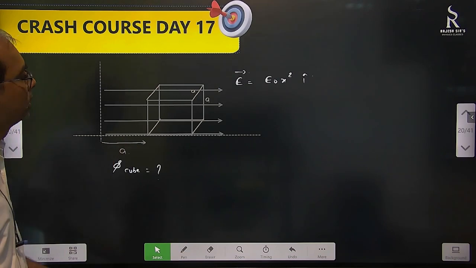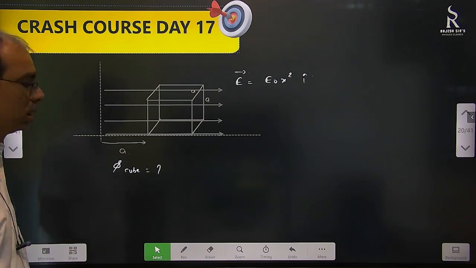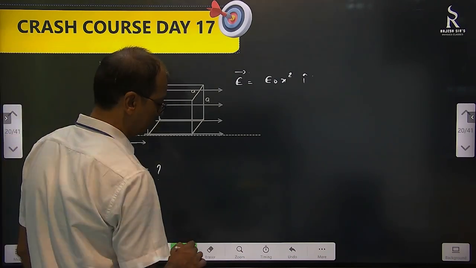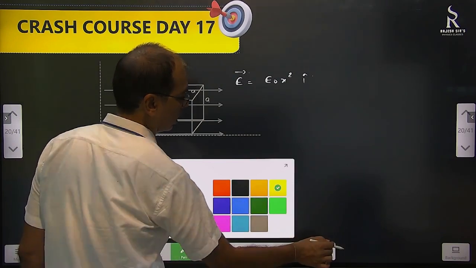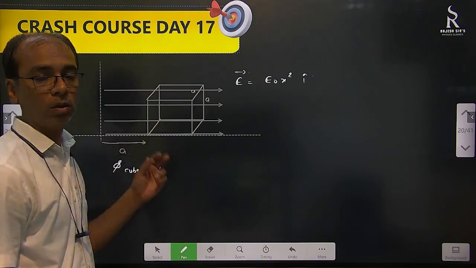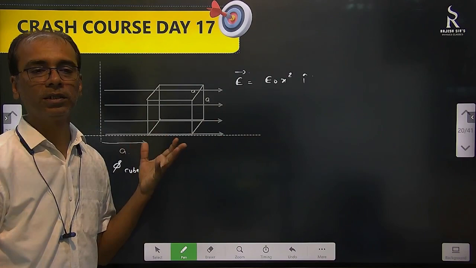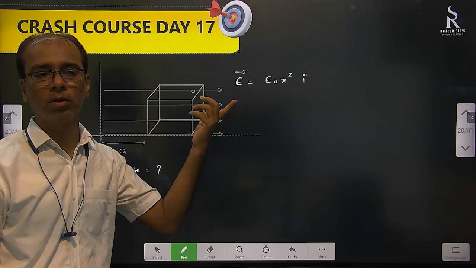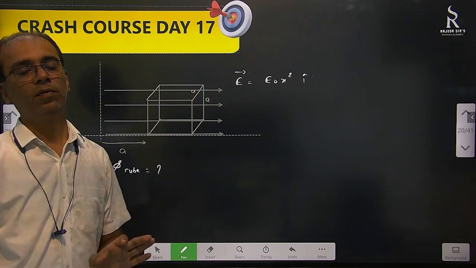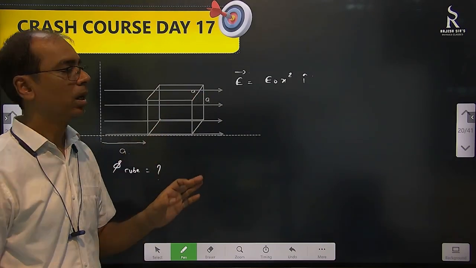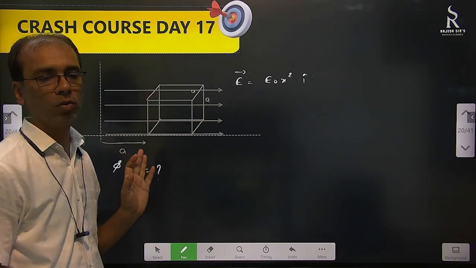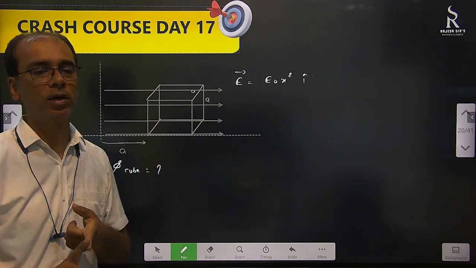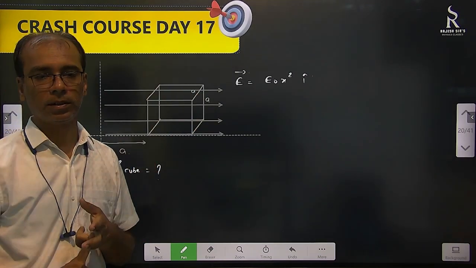So electric field is linked with which area? Electric field flux is linked only with area which is along the x-axis. If area is along the y-axis, because electric field is along the x-axis, then flux is 0. If area is along the z-axis, flux is 0. And all these planes of this cube are either along the x-axis, y-axis or z-axis.